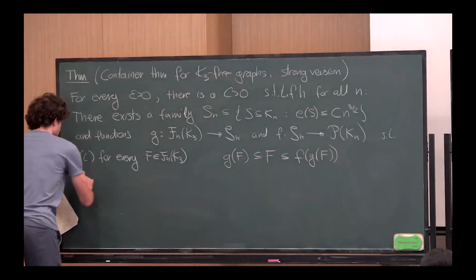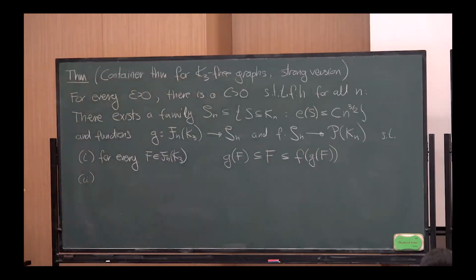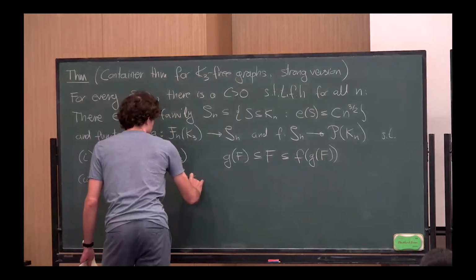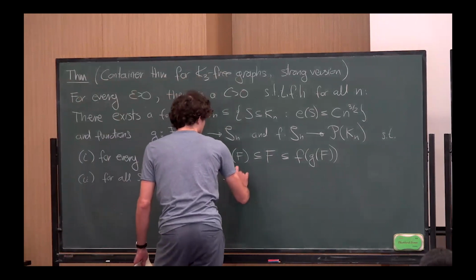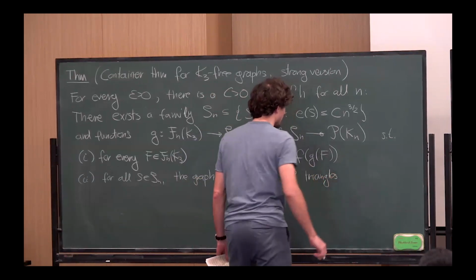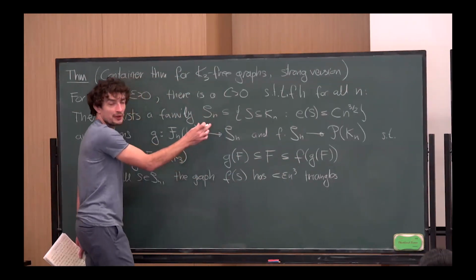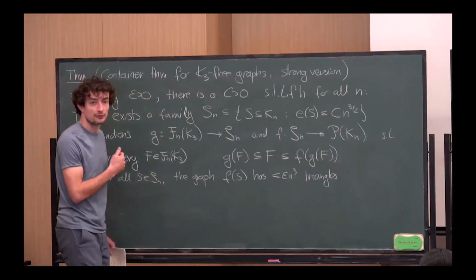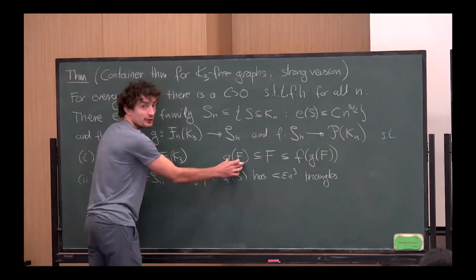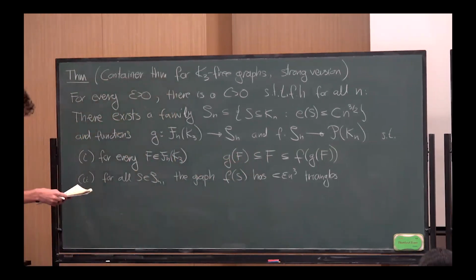And the second property is a property of all the containers. It is that all these graphs that appear on the right have fewer than epsilon n cubed triangles. So for all S in S_n, the graph f(S) has fewer than epsilon n cubed triangles. So still, if I apply f to every element of S_n, I will get a family of containers for all triangle-free graphs. It will still have the same upper bound on the size as before. However, we have this additional property that the labels for the containers are more explicit. We label them through the subgraphs. And you will see how this is useful in applications.